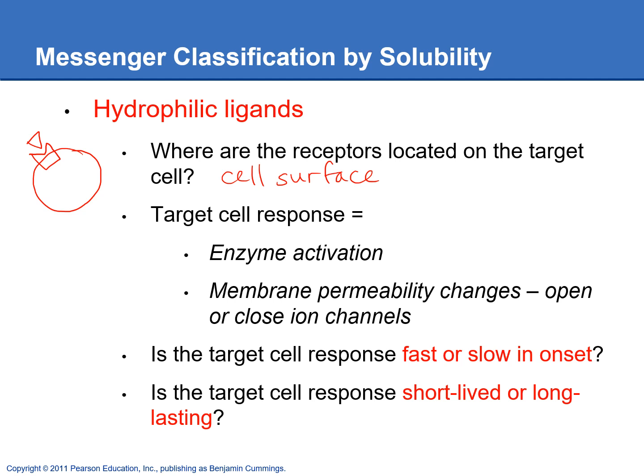And then the target cell response, once the messenger binds to its receptor, will be either to turn enzymes on or off, or to open or close ion channels. And both of those are going to be fast in onset. So especially if you think about ion channels, opening and closing that gate happens very quickly. And the target cell response will be short-lived. For example, the ion channels, when they open, the gate's going to close very quickly after it opens.